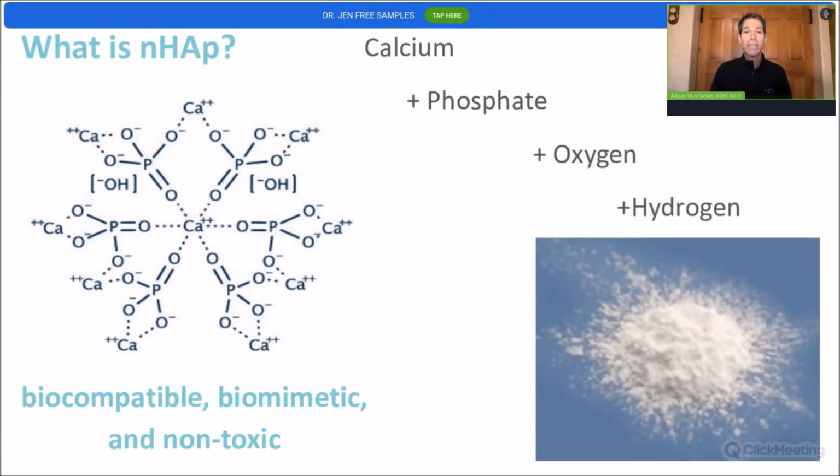So what is nano-hydroxyapatite? It is the same composition as our teeth. It's calcium, phosphate, oxygen, and hydrogen, at least 97% of our teeth. And it's also in the same shape. So it really is this superior product or ingredient that the body recognizes as self. The fluoride recognizes as self. It's going to utilize it. It's biomimetic. It's biocompatible. There is not an inflammatory response with nano-hydroxyapatite, and it's non-toxic if it's in the rod-shaped particles.